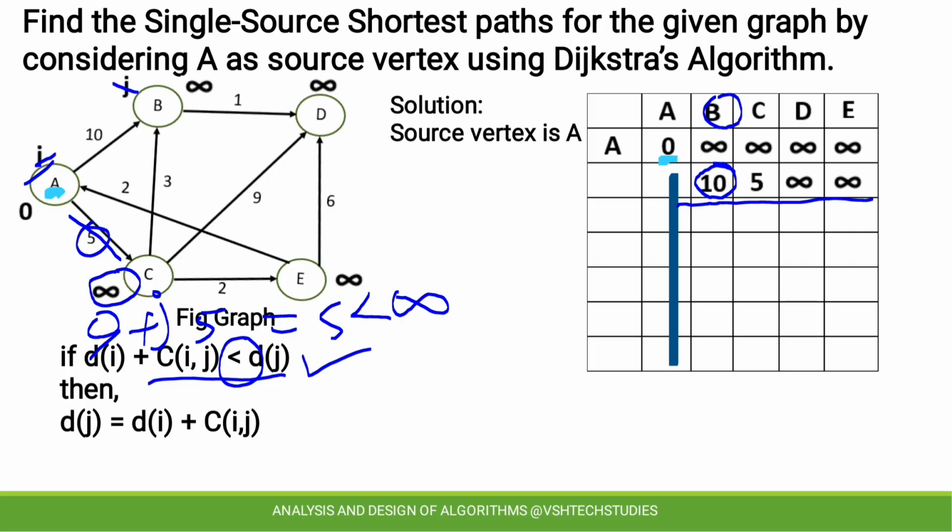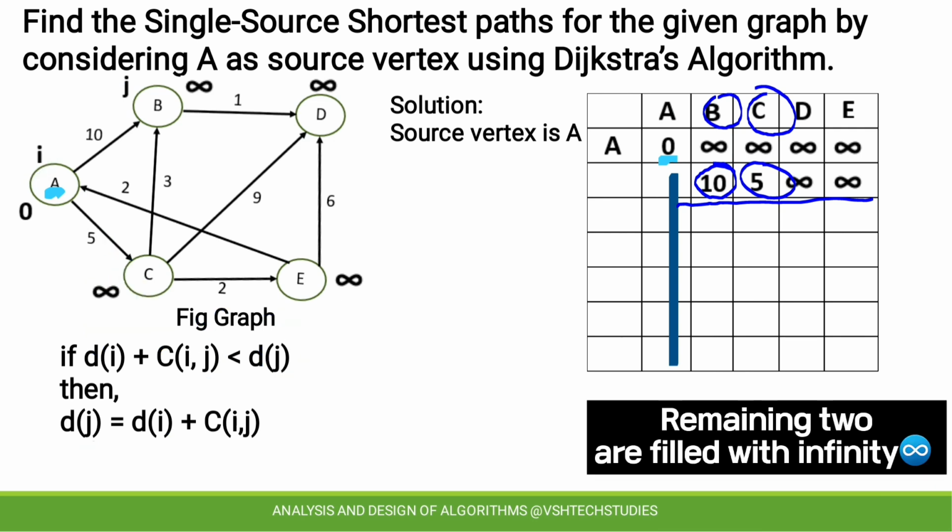Hence D of J has to be updated. D of J means this infinity, which should be struck off. It should be updated, which means D of I is 0 plus the cost of IJ, which was 5. This comes out to be 5. So this distance of C must be updated with 5. So the distance from A to C, that is 5, is what is updated here. This is how this line is filled.